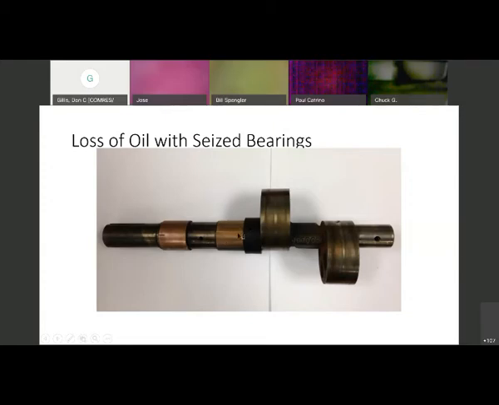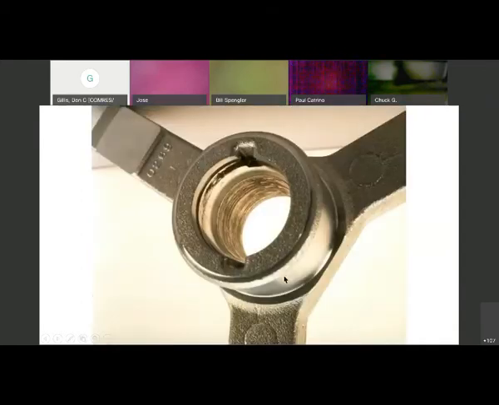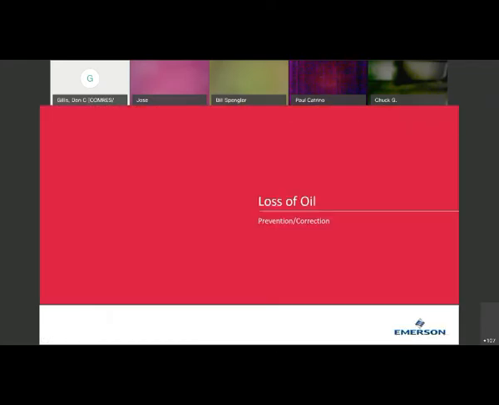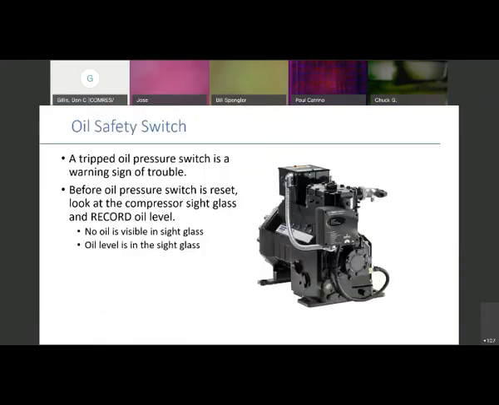But these are seized bearings that shouldn't be on that shaft. Again, they should be pressed into the core of that compressor, okay? This is the lower bearing of the scroll compressor, which should be, I say, submerged in oil at all times. And you can obviously see that was not. Okay, you see the scarring inside there. So that was cooking pretty good. A lot of friction. So what are we going to do about loss of oil? A tripped oil pressure switch is a warning sign of trouble.